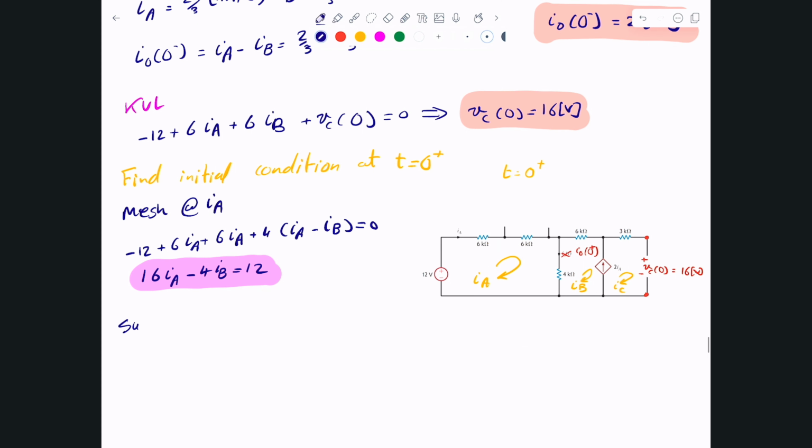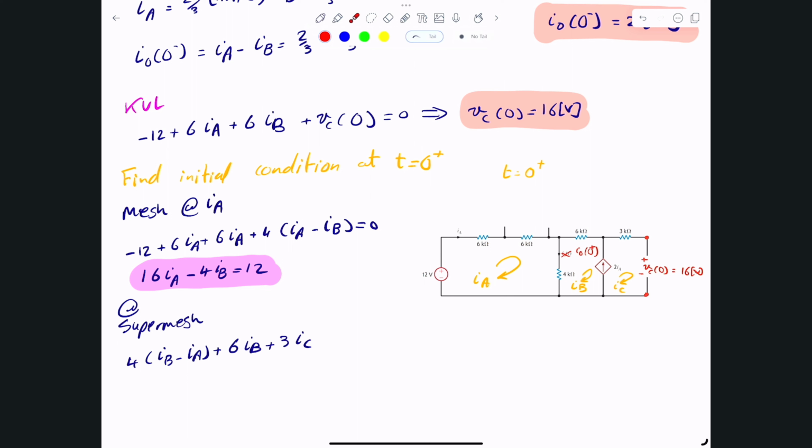What we do is we do the super mesh. So at the super mesh, what we have is the following. The super mesh is here. Okay, so that's what we do. We have a 4IB minus IA plus 6IB plus 3IC. And what do we do to this here? Well, all we have to do is just incorporate it.